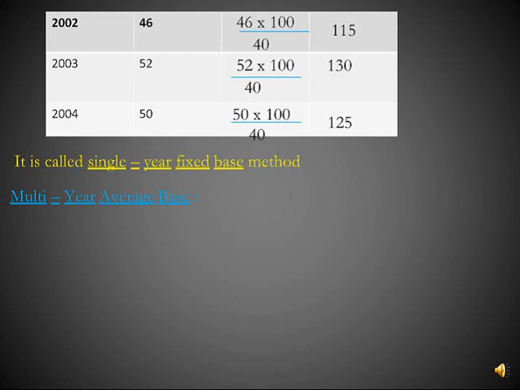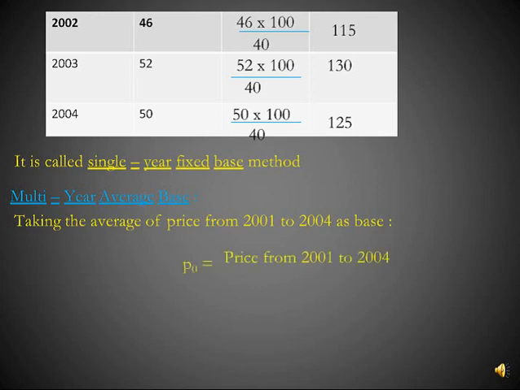Now the next concept is multi-year average base. Say if in the above question I ask you to calculate the index number but taking the average of price from 2001 to 2004 as base. Now what will you do? The solution will be like this.